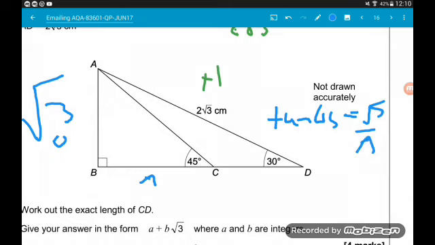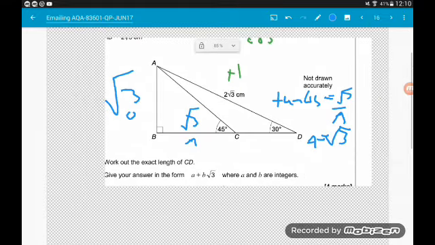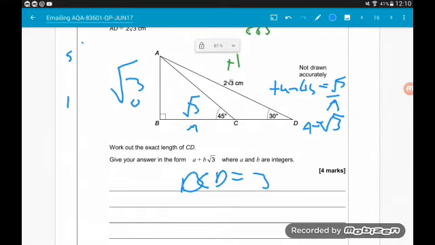Now tan of 45 is just 1, so we've actually just got A is root 3. So now we know this little bit of that bottom line is root 3. So CD is the whole line BCD, 3, minus BC. So minus root 3. That's our answer: 3 minus root 3. Tricky question. Quite fun though.